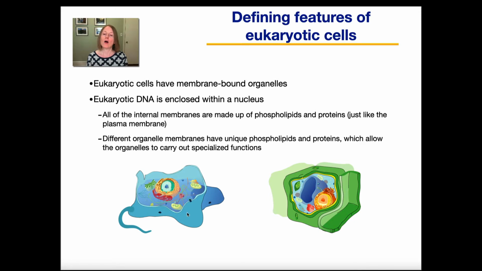Now, all of these internal membranes that surround the organelles are made up of phospholipids and proteins. Just like the plasma membrane that you already learned about, there's a bilayer of phospholipids with proteins embedded between them. These different organelle membranes each have unique phospholipids and proteins, and these allow the organelles to carry out their specialized functions. We're now going to go through the organelles one by one to learn about their functions.